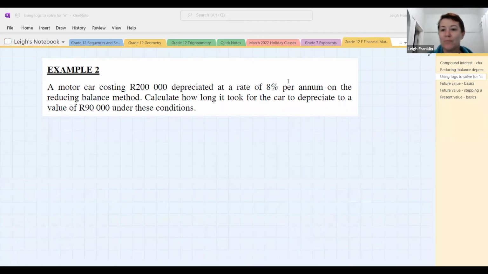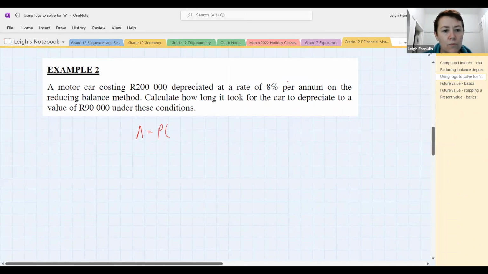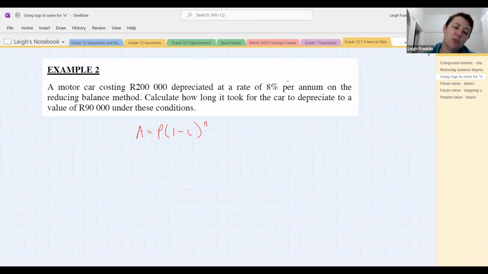Yes, Cassandra. Is it the formula A equals P bracket 1 minus i to the power of n? It certainly is, Cassandra. You are a star. Well done. Perfect. Good job. So that is the reducing balance formula. And they love to ask questions using this formula and calculating the value of n in your exams. So very good, you've recognized that. Now let's figure out where everything goes.